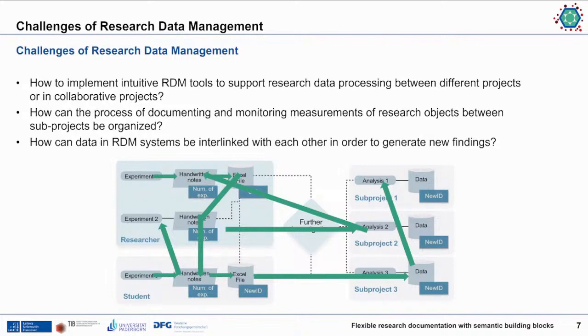For this, we have identified some challenges. For example, we ask ourselves how to implement research data management tools to support research data processing between different projects, or also between different collaborative projects. How can the process of documenting and monitoring measurements of research objects between sub-projects be organized? Or how can data in a research data management system be interlinked with each other? So we want to make a big step from chaotic data management to more organization.